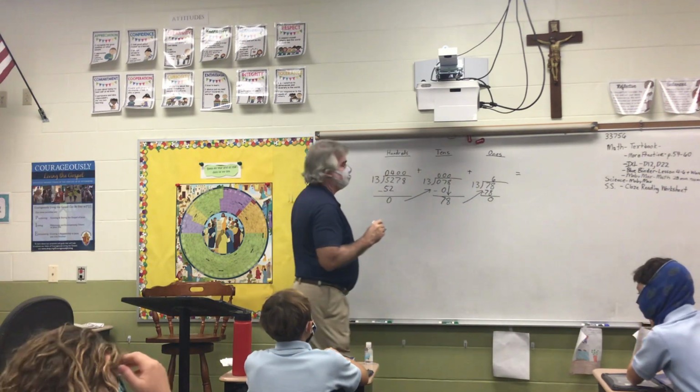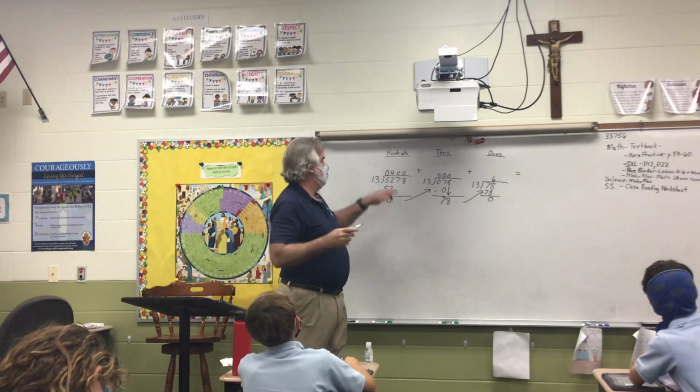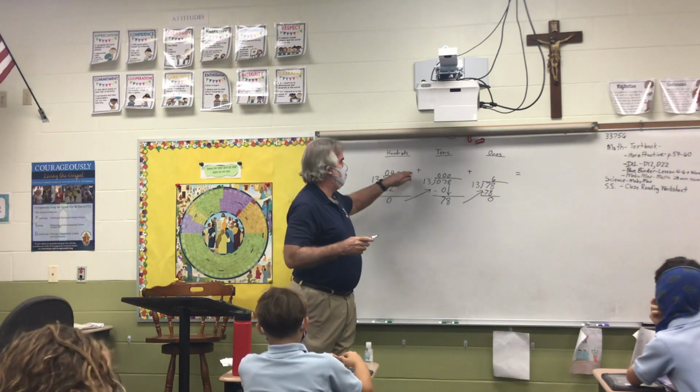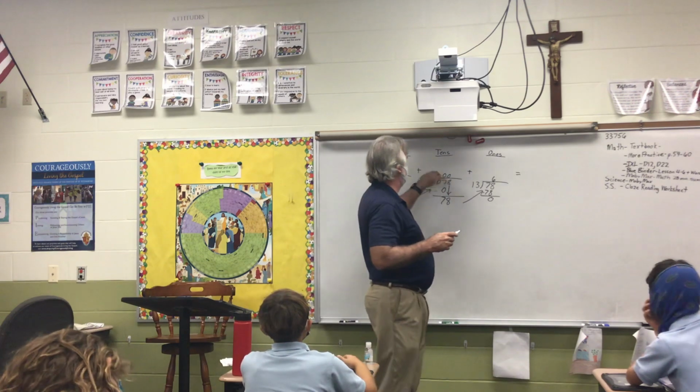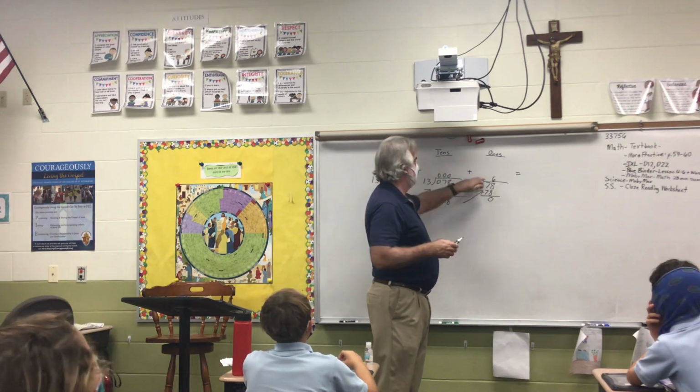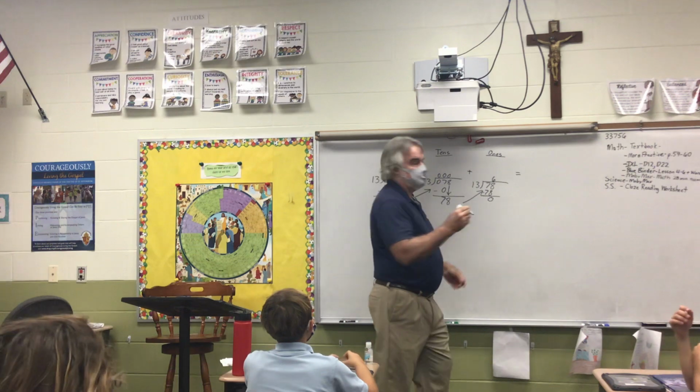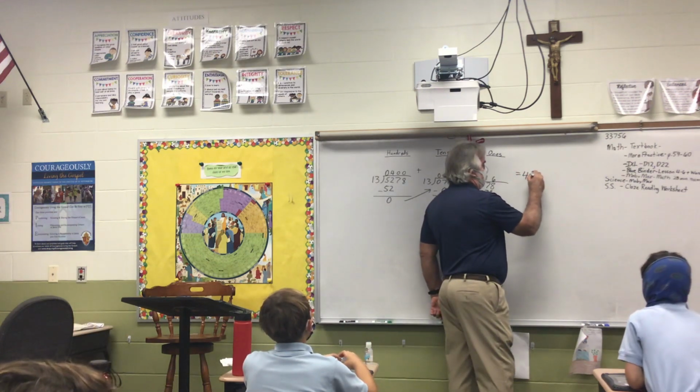Now, all that you do now is you add 400 plus 0 plus 6 should equal 406.